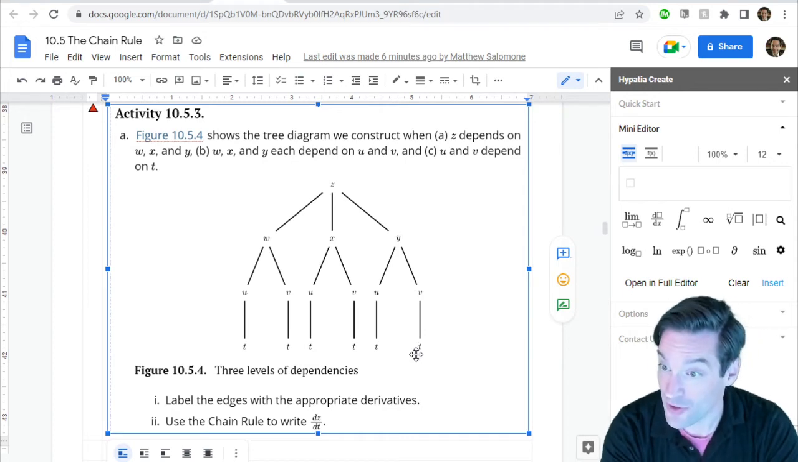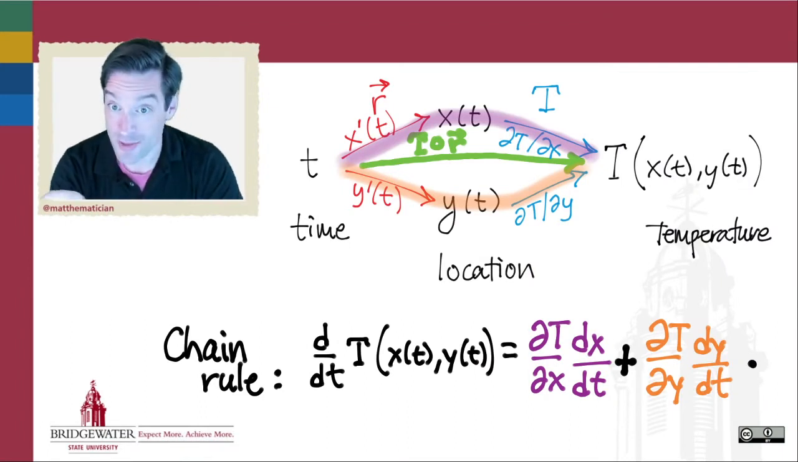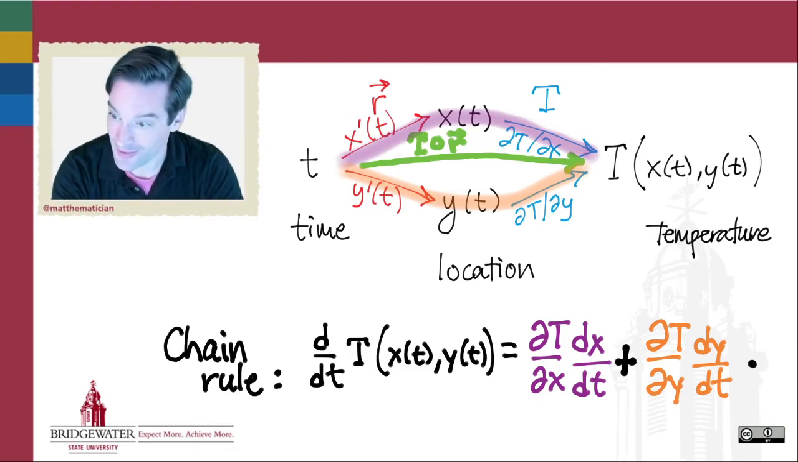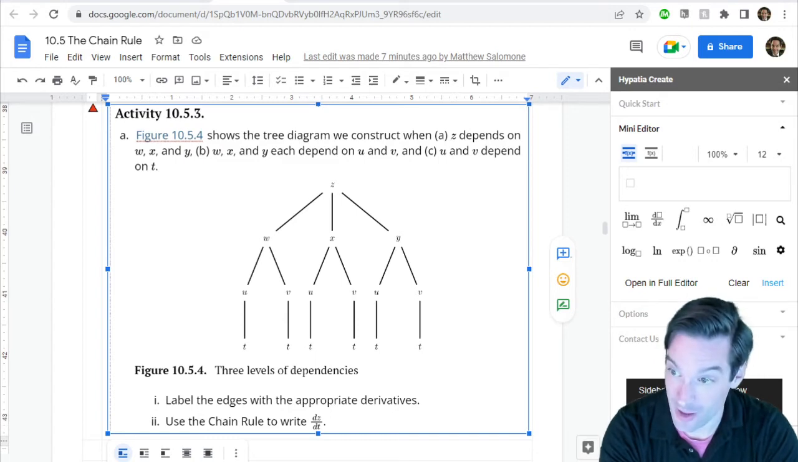So see if you can use this idea of finding every pathway from input to output and using the ordinary chain rule along each of those pathways and then adding up all of those results to find a formula for the net derivative of the ultimate output with respect to the original input.